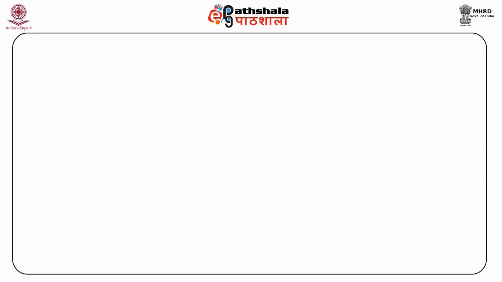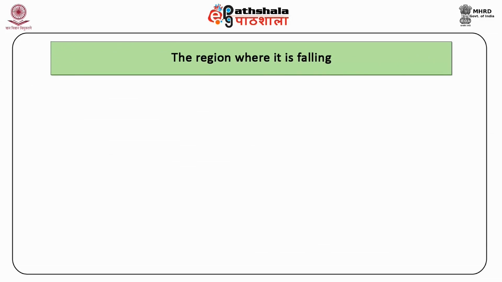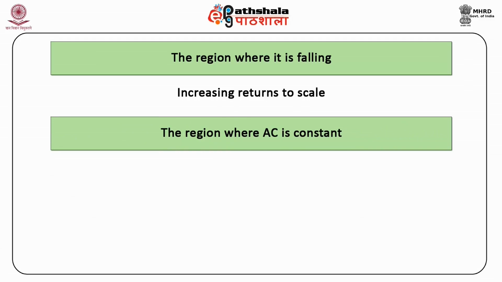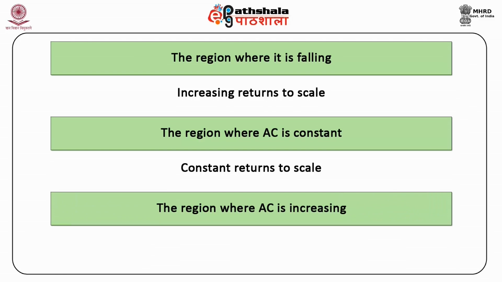Given the U-shaped average cost curve of a firm in the long run, we can find out the reasons of increasing, constant, and decreasing returns to scale. The region where AC is falling is considered to be the region of increasing returns to scale. The region where AC is constant is called the region of constant returns to scale, while the region where AC is increasing is said to be the region of decreasing returns to scale.